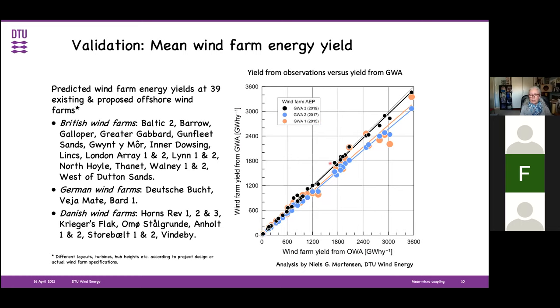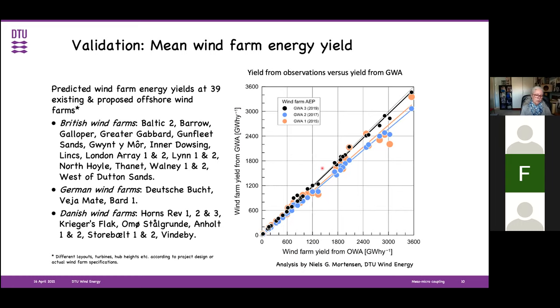And you can see that over time, the results have been getting better. If we take the orange points first, and then the latest one, which is the Global Wind Atlas 3, here on the black line. But again, this is simple terrain.